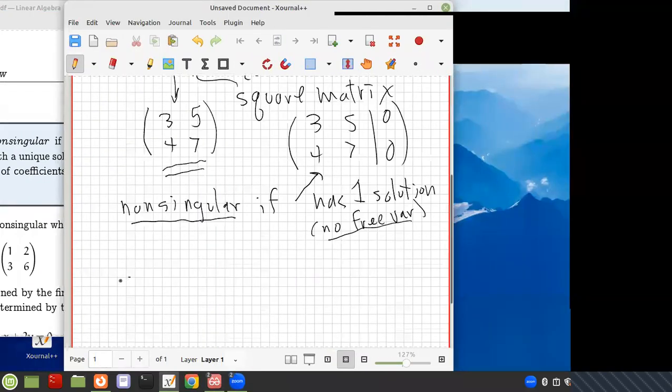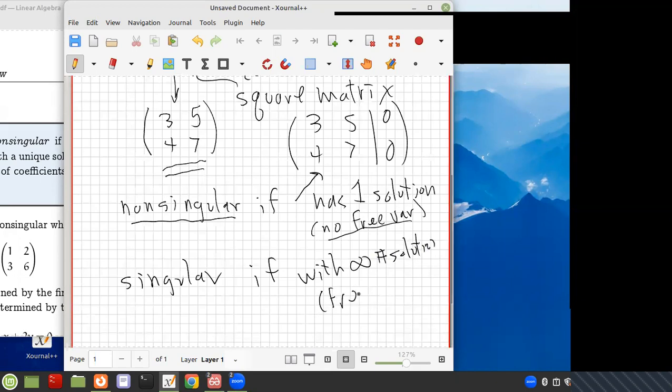Okay, it's singular if it's the matrix of a homogeneous linear system with an infinite number of solutions. So that means you're going to have a free variable. So you can tell whether a system is singular or not by reducing it to echelon form and finding out whether it has any free variables.